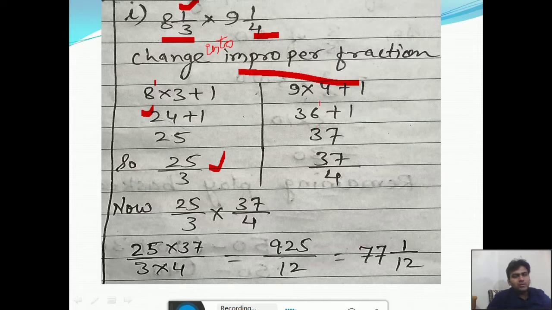1 upon 2 is changed into 37 upon 2. 9 into 4, 36. 36 plus 1 equals 37. 37 upon 4. Now multiply.